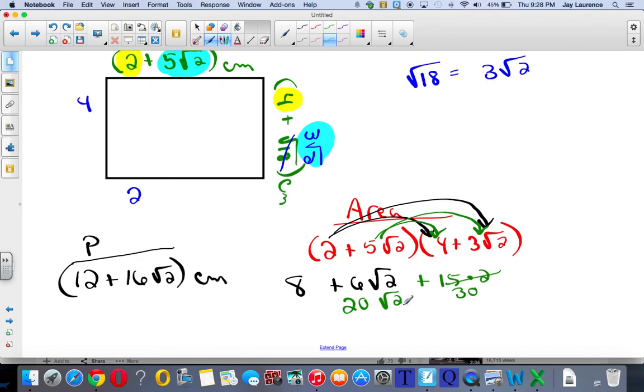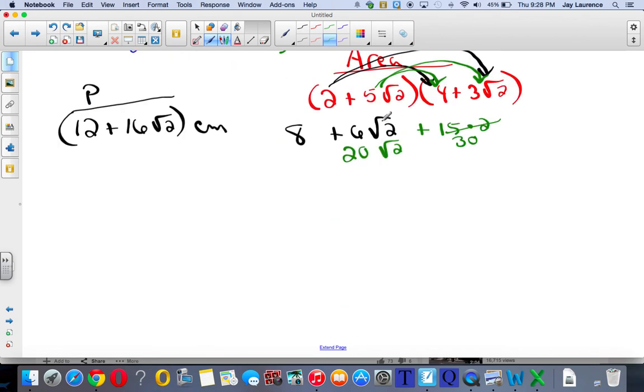Now the 30 and the 8 are like terms, and the 6 rad 2 and the 20 rad 2 are like terms, so I'm going to combine like terms. So my area is going to be 38, 8 plus 30, and plus 26 rad 2s. There's 6 rad 2s, 20 more rad 2s, there's 26 rad 2s. And that'll be centimeters squared.